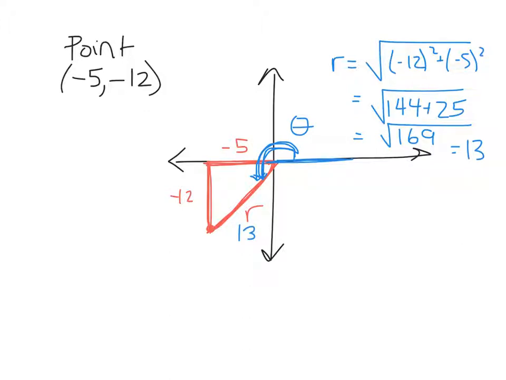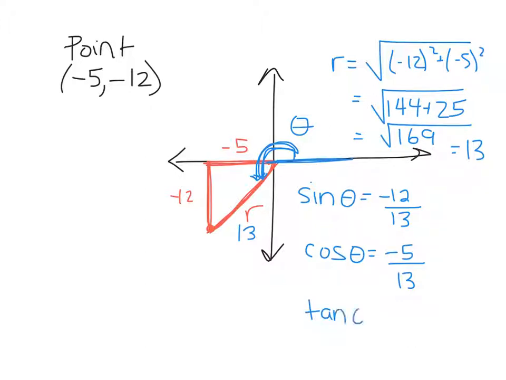So now to find our trig ratios, we just use our values. Sine theta equals y over r, so negative 12 over 13. Cos theta equals negative 5 over 13. And tan theta equals negative 12 over negative 5, which we can just say 12 over 5 since the two negatives cancel out. So those are our three trig ratios.